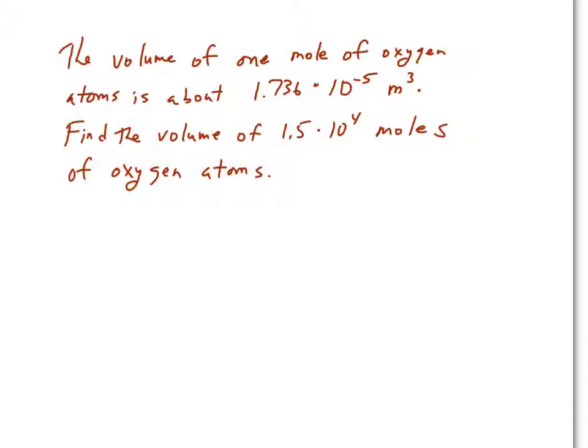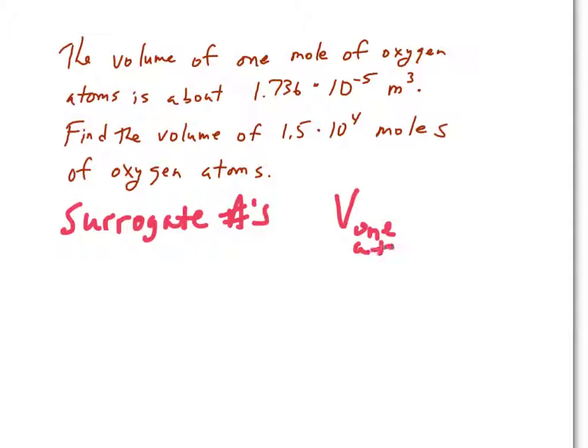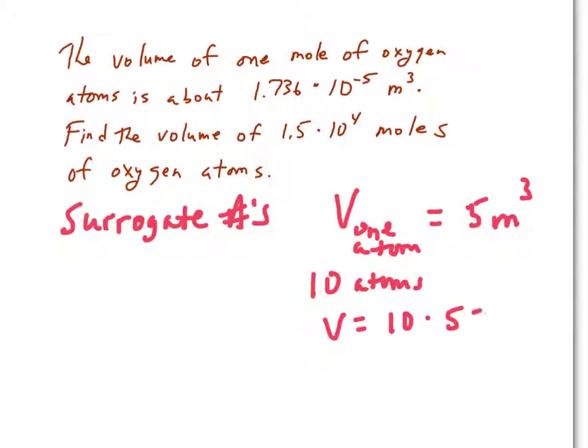So let's just use what I like to call surrogate numbers to just see what we need to do here. So let's say the volume of one atom of oxygen was 5 cubic meters. And let's say we had 10 atoms. Well, if we wanted to find the volume of 10 atoms, we would just say 10 times the volume of one atom, or 50. So we need to multiply here.